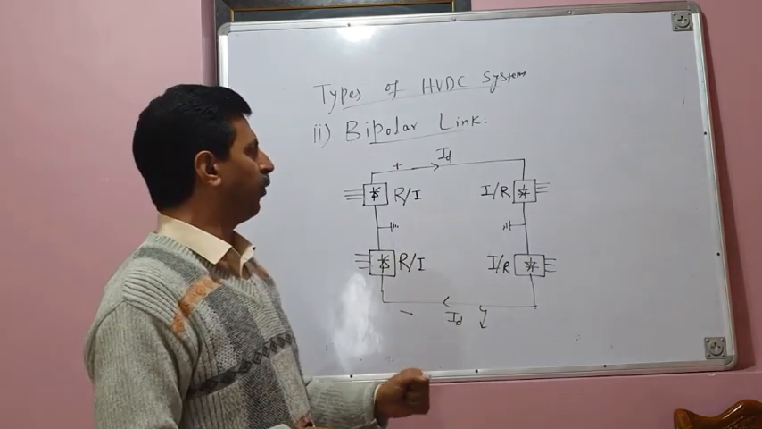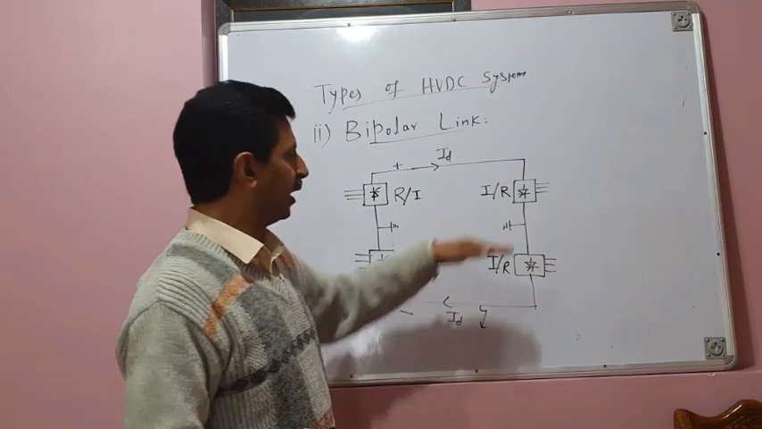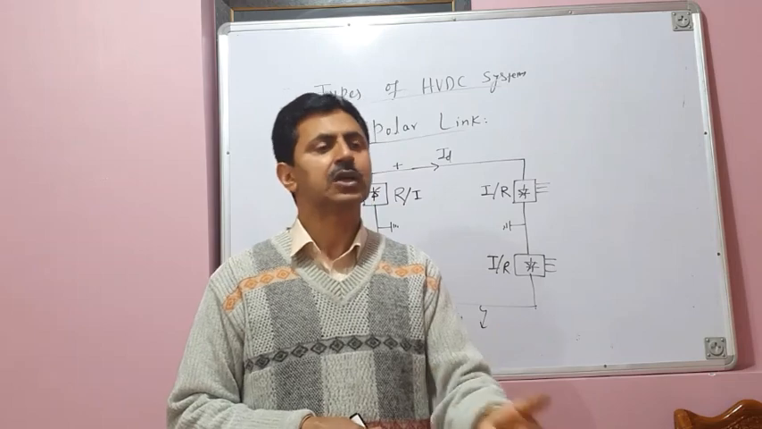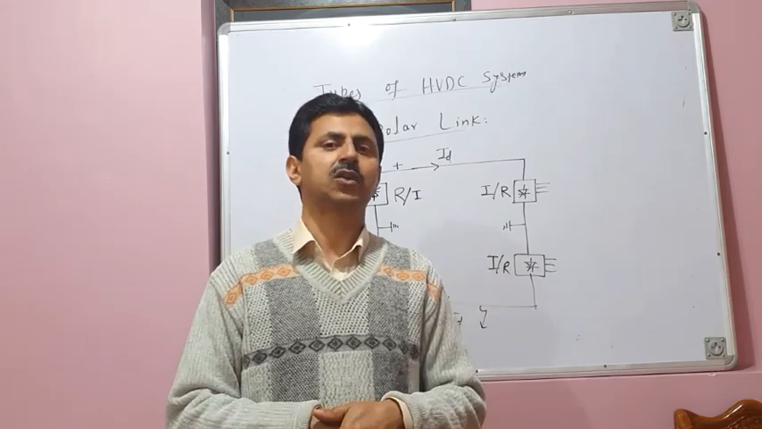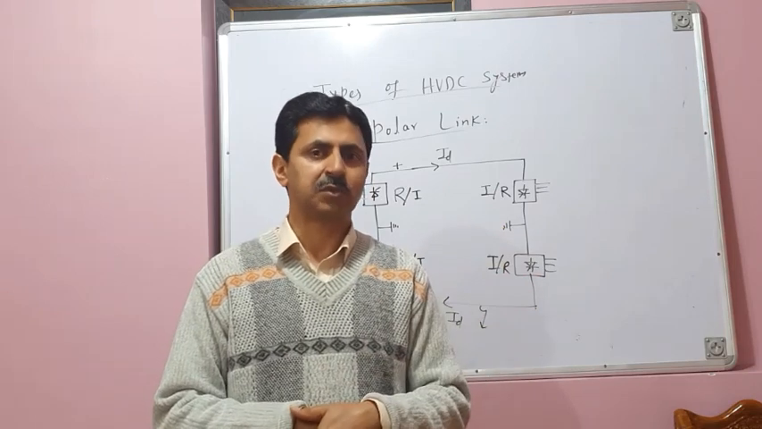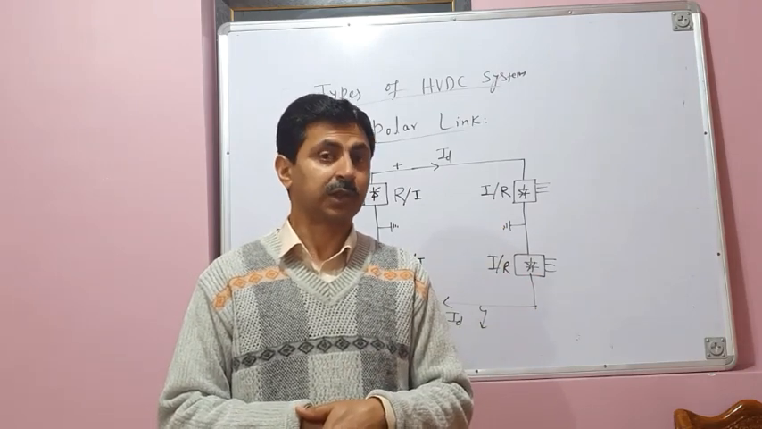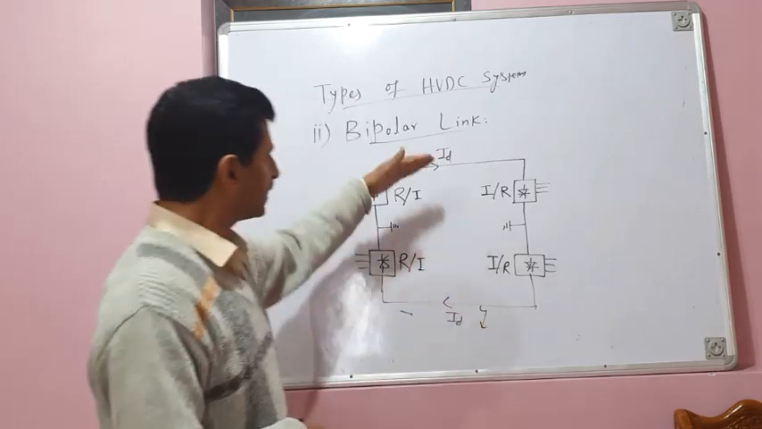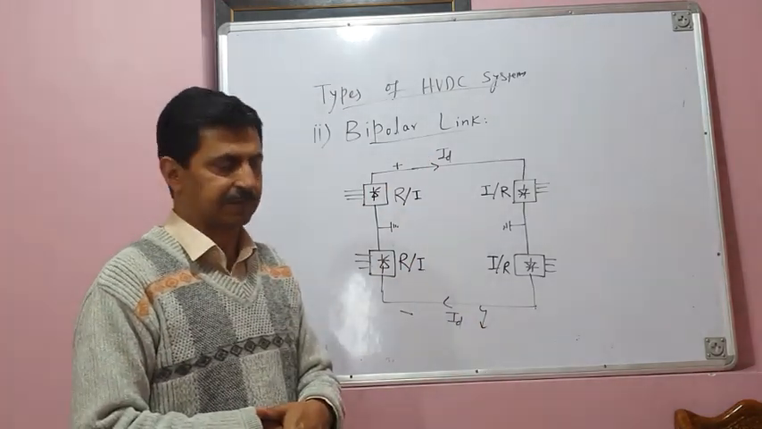Only in case of fault on one of the two poles, ground can be used as return path temporarily till the fault is cleared, so that the system does not shut down. Still half of the power is transmitted over the system. So therefore, this system is highly reliable. Okay, so this is about bipolar HVDC system.